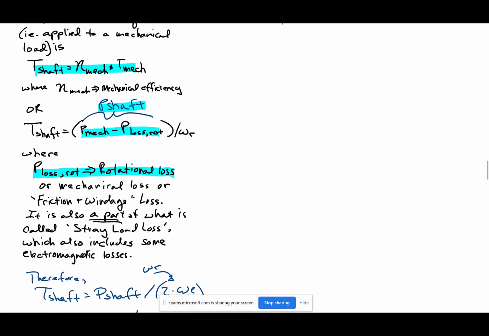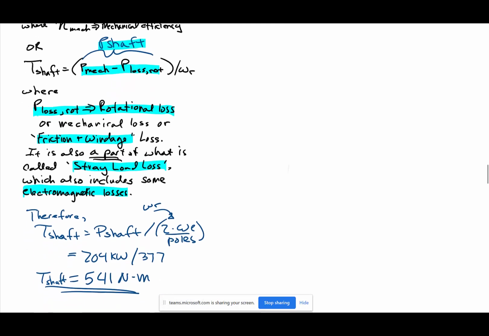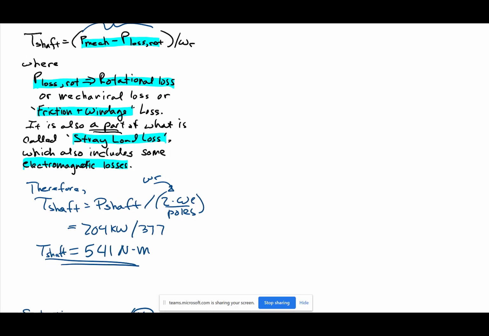This rotational loss is what Brandon was talking about. Friction and windage loss is another word for it. Some people use stray load loss, which is really a catch-all for everything. And generally, the technically correct definition of stray load loss includes electromagnetic losses such as proximity losses and things that aren't so simple to calculate in machines.